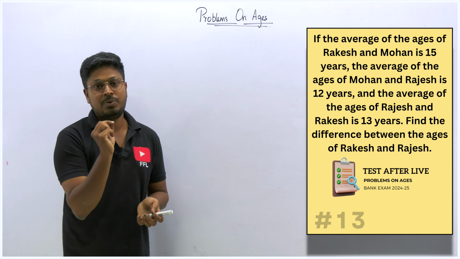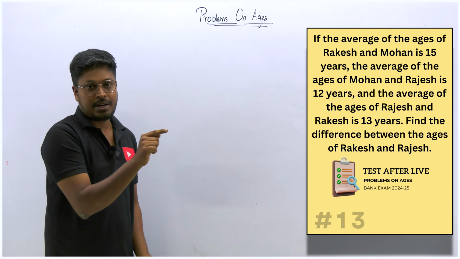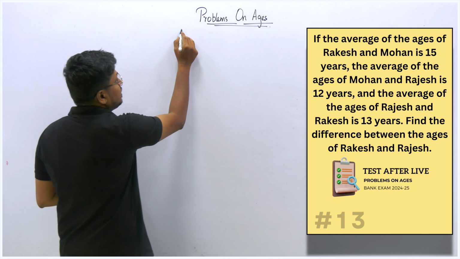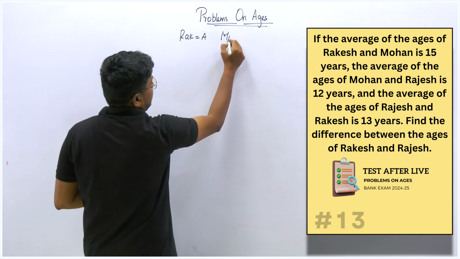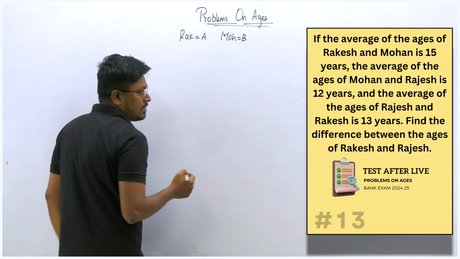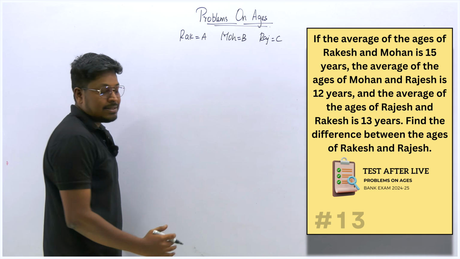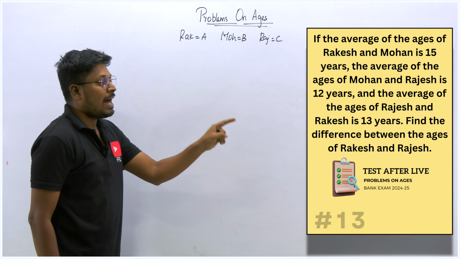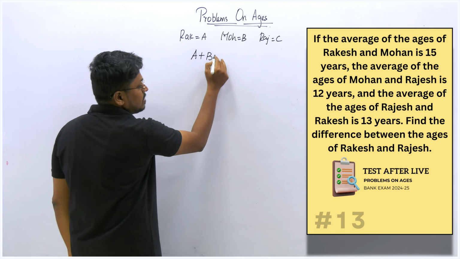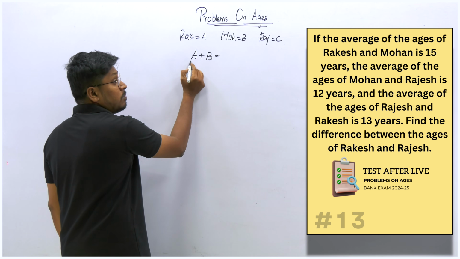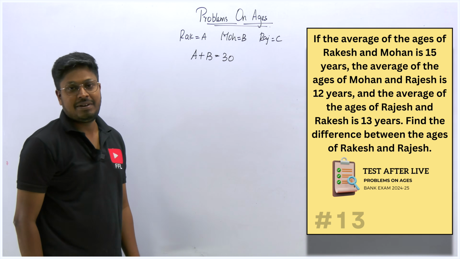So what you need to do is consider those names as A, B, C. That will be easy, right? So I am going to consider Rakesh's age as A, Mohan as B, and the third person, Rajesh, as C. Now we can solve the question. They are saying the average of Rakesh and Mohan: A plus B divided by 2 is equal to 15, so A plus B is equal to 30, right?